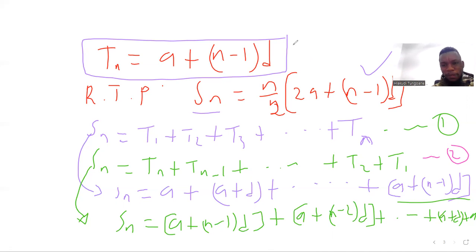Now we need to sum equation 1 and 2. When you sum equation 1 and 2, you're going to notice a very interesting pattern. This term is going to be summed with this one, and this one with this one, and you continue in that order.